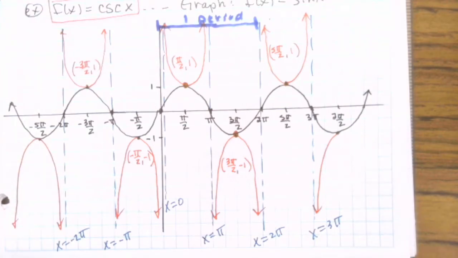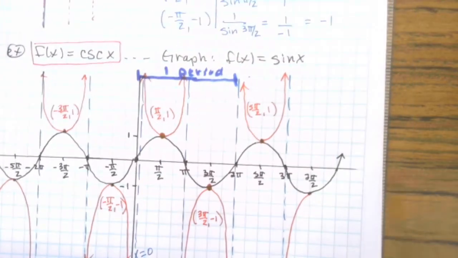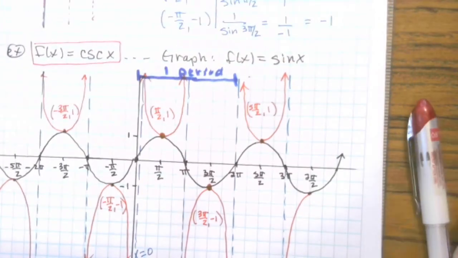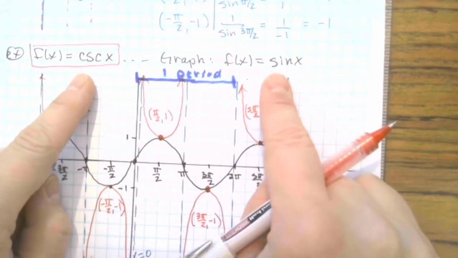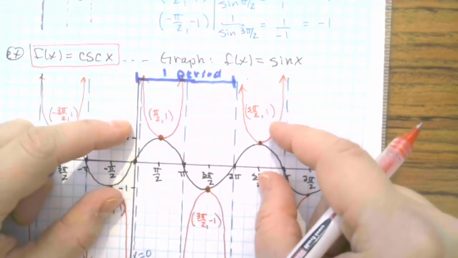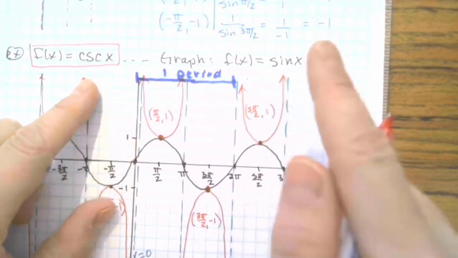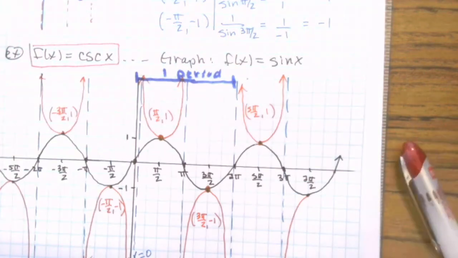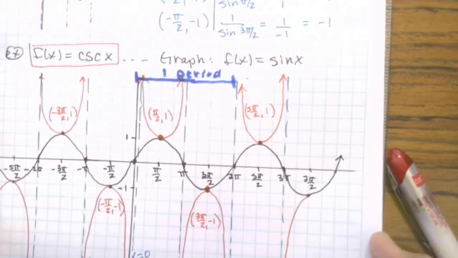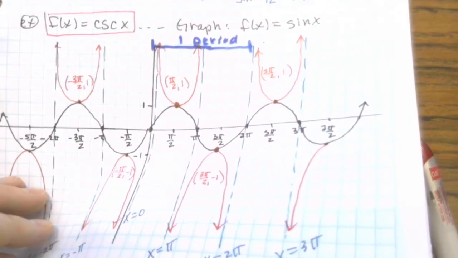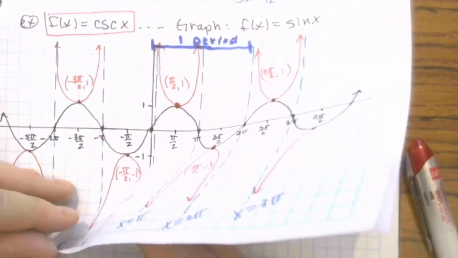So because the period of sine is 2 pi, the period of cosecant is also 2 pi. So the periods match. Amplitudes match as well, but mainly the period matches. All right, that's how you draw a cosecant graph. Okay, let's do a secant graph now.